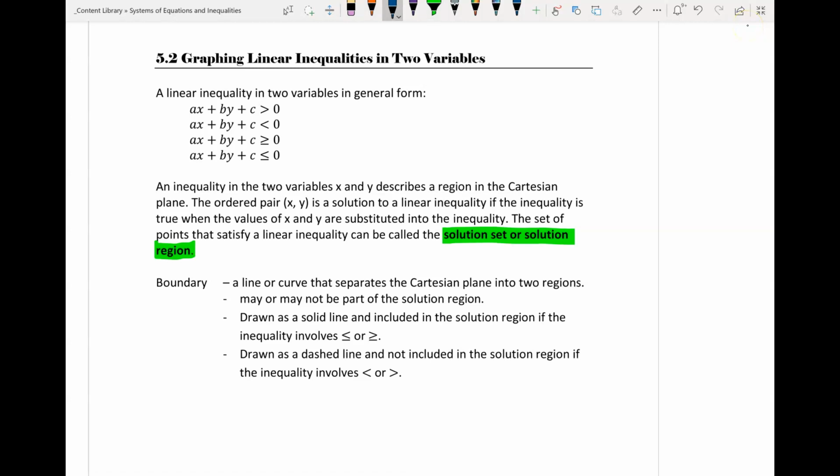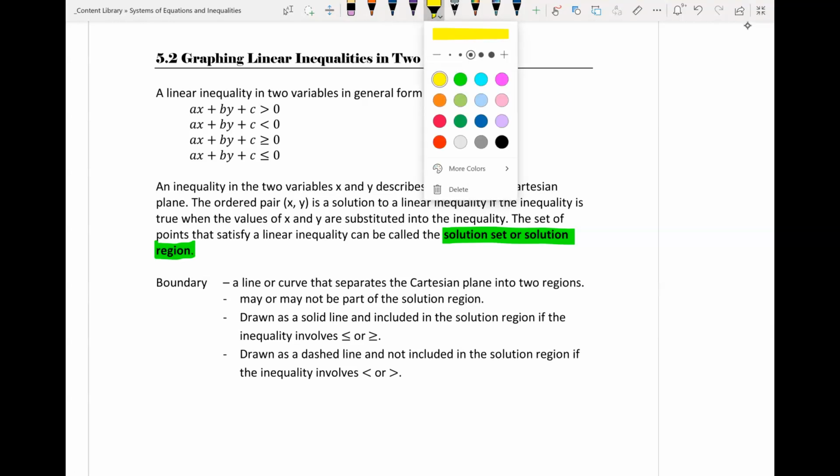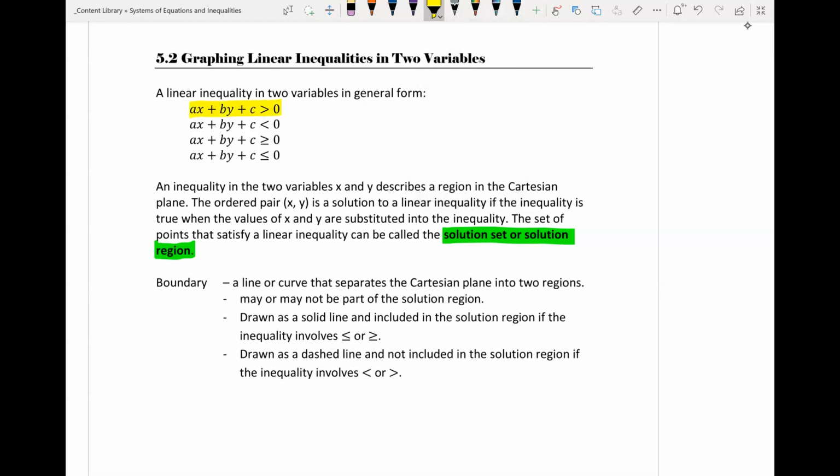In this lesson, we are looking at graphing linear inequalities in two variables. So here are the different forms of your linear inequalities. So ax plus by plus c can be greater or smaller than 0, or greater or equal to, or smaller or equal to 0. So the inequality in the two variables x and y describe a region in the Cartesian plane. The ordered pair (x, y) is a solution to a linear inequality if the inequality is true when the values of x and y are substituted in the inequality.